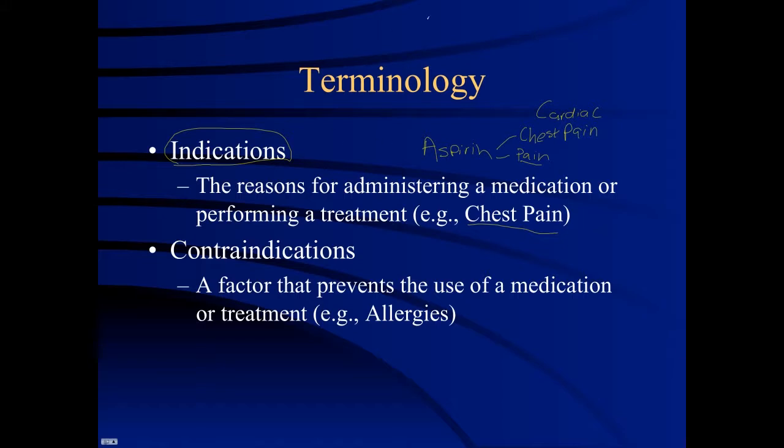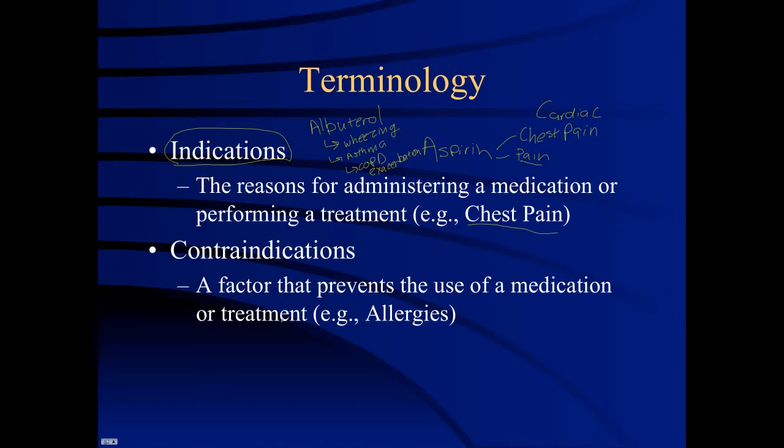When we talk about albuterol, that's another drug you guys are going to use. The indications for albuterol are going to be wheezing, asthma or acute asthma exacerbation, and COPD or COPD exacerbation actually. So that's an indication. An indication is the reason that you're giving a drug or performing a treatment.